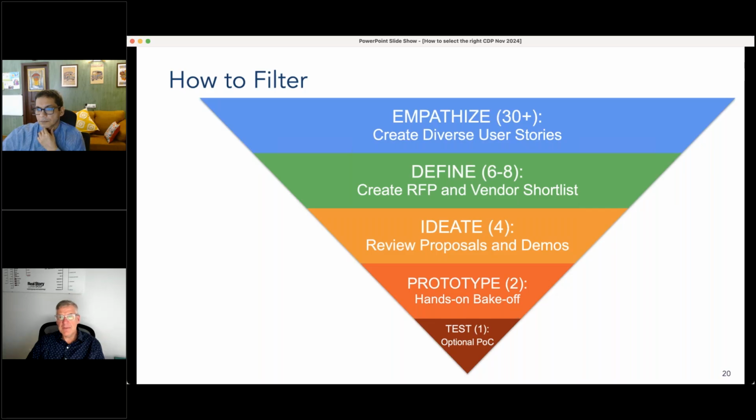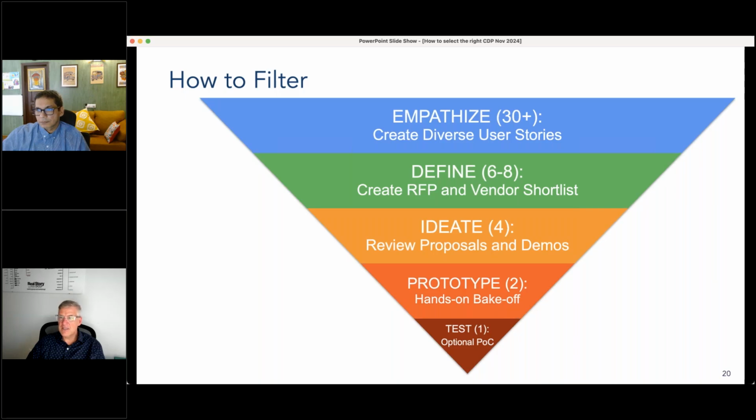So if you know anything about design thinking, you know that it works on a kind of a model that starts with empathy, then leads to definition, then ideation, prototyping, and testing. And it turns out you can use that same model for selecting CDP vendors. So first we start at the top blue level. There's 30 plus CDP vendors in the marketplace. Where you start to winnow these down is by creating your diverse user stories.